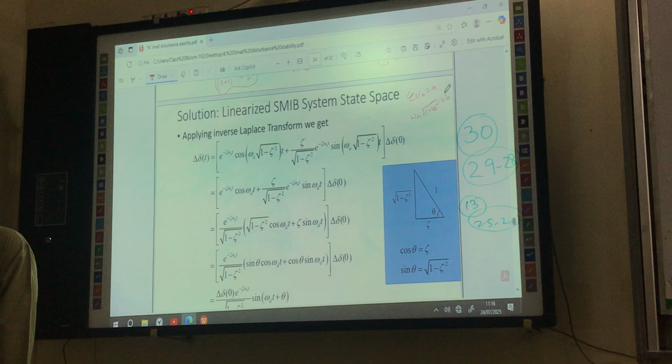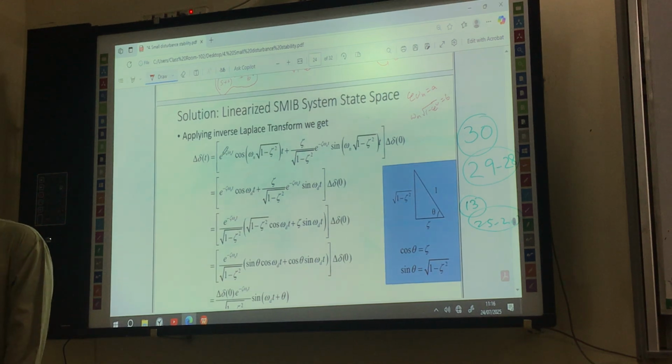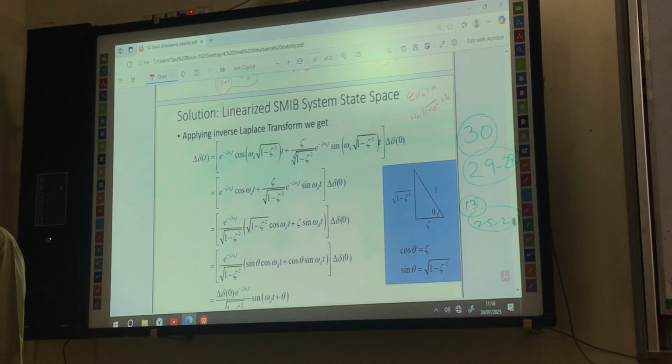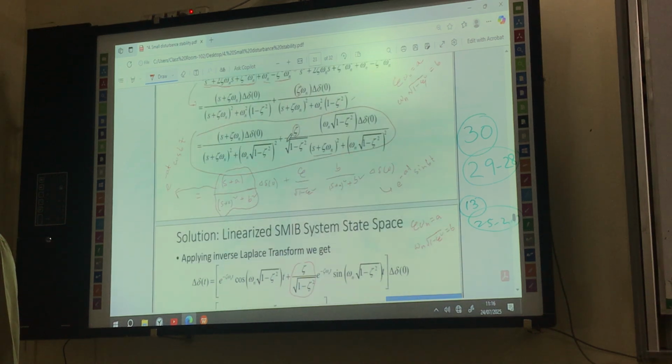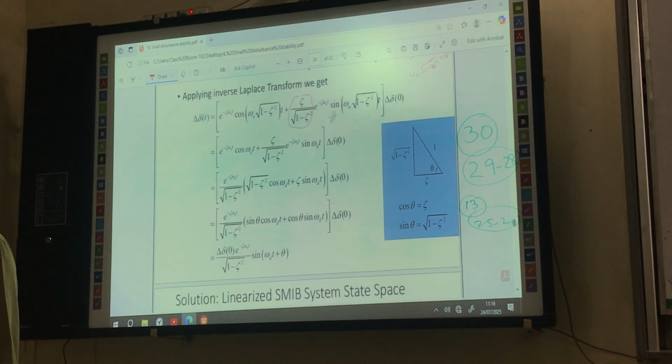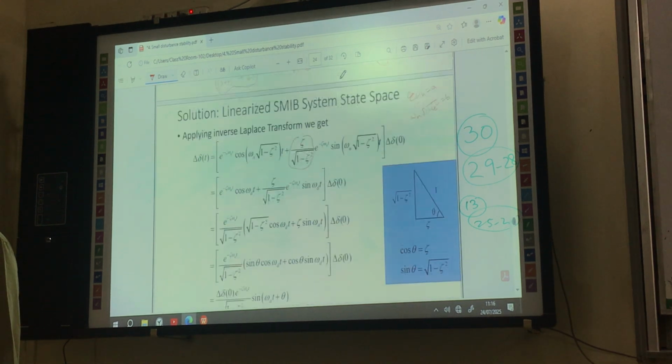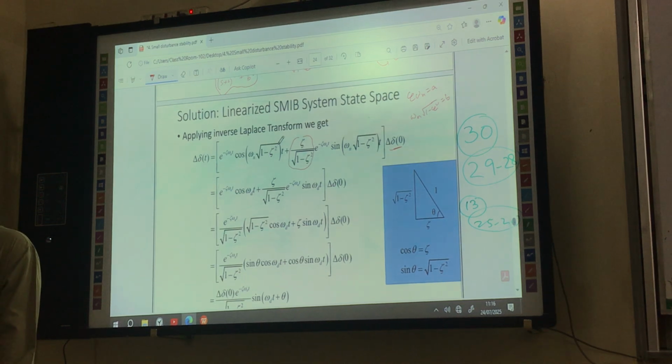So e to the power minus at cos bt, okay, plus this is the constant term, this term that has come here, and for this term you will get e to the power minus at sin bt, and there is delta of 0. Have you understood this thing? Is there any confusion here?